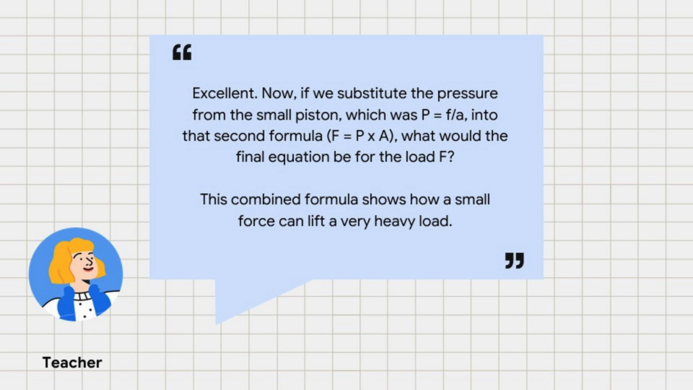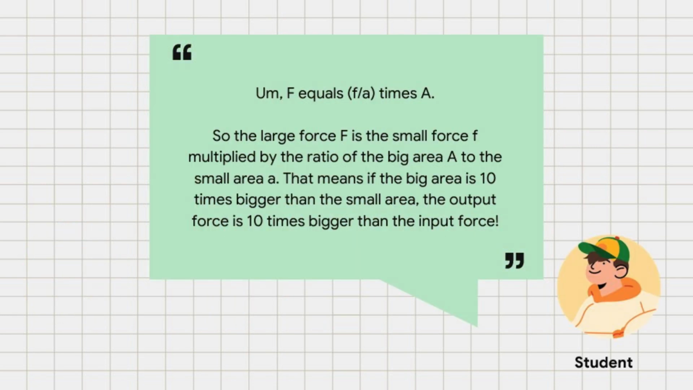Excellent. Now, if we substitute the pressure from the small piston, which was P equals F/A, into that second formula, F equals P times A, what would the final equation be for the load F? This combined formula shows how a small force can lift a very heavy load. F equals F/A times A. So the large force F is the small force F multiplied by the ratio of the big area A to the small area A. That means if the big area is 10 times bigger than the small area, the output force is 10 times bigger than the input force.